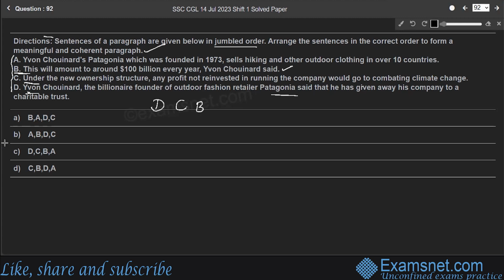So DCB, and at last, sentence A: Patagonia, which was founded in 1973, sells hiking and other outdoor clothing in over 10 countries. Therefore, the order should be DCBA. Option C is the right answer.